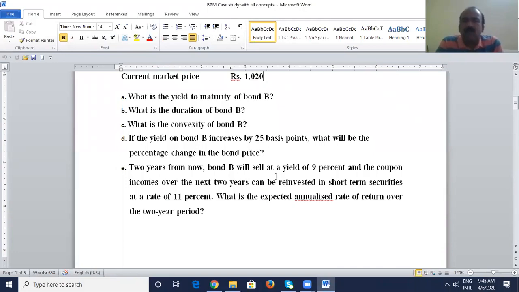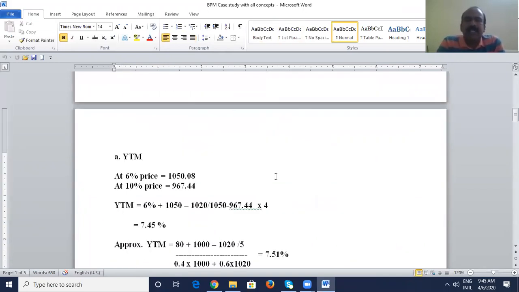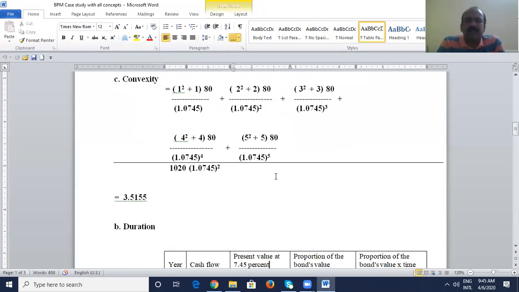11%, what is the expected annualized return over the 2-year period? So he wants to invest in this bond after 3 years. For the next 2 years, he wants to invest in a 9% yield coupon bond, and after 2 years he wants to reinvest at 11%. So it is nothing but horizon analysis that we have seen earlier. Now look at the case.